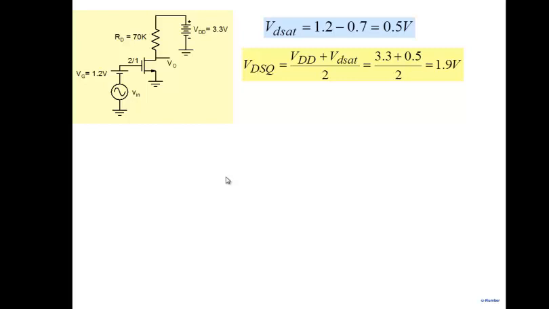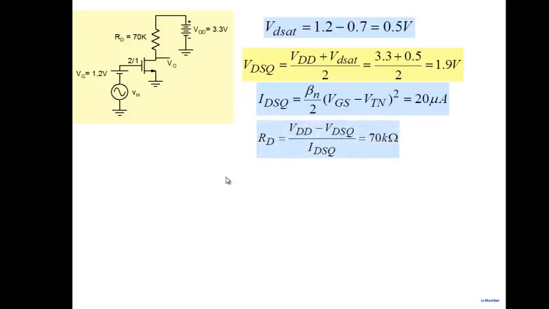So VDSQ should be VDD plus VDSAT by 2, which should be 1.9 volt. And if it is 1.9 volt and VGS is 1.2, then we have 20 microamperes. So it tells us what value of RD you should choose. Once you decide the gate voltage at which you should bias, right?